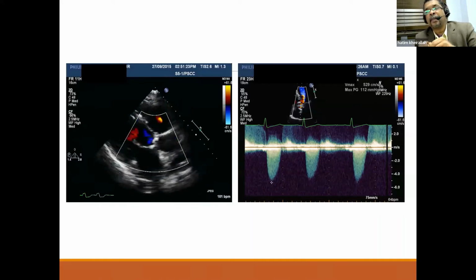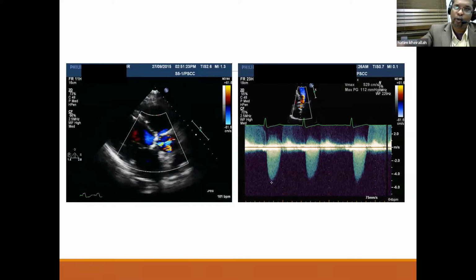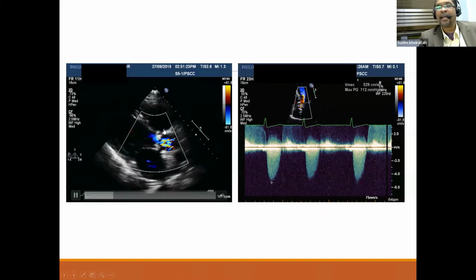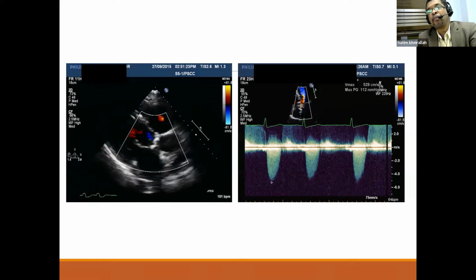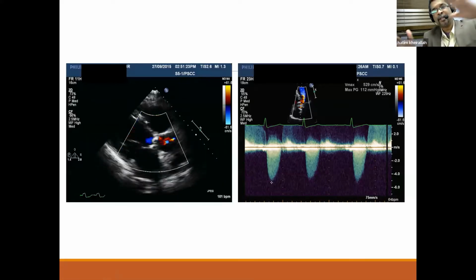Okay, you also have another scenario when the LV function is apparently normal, the contractility is normal, ejection fraction is 60 and above, but the gradient is low, and still the problem is in the flow. That is called paradoxical aortic stenosis, and it is called paradoxical because we assume that the contractility and the flow are synonymous.